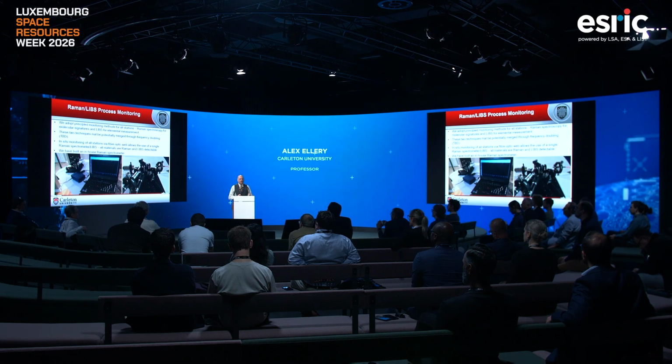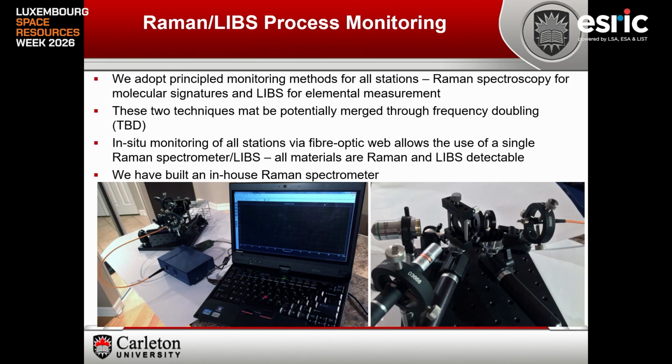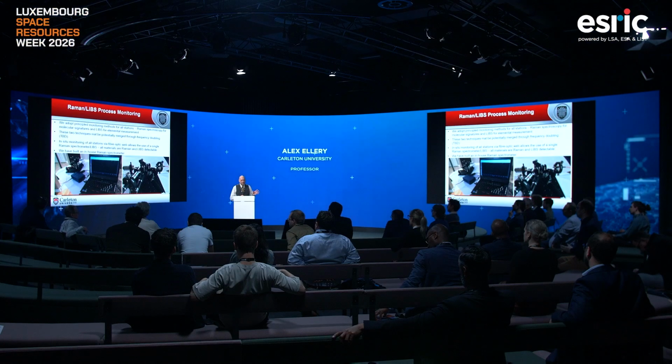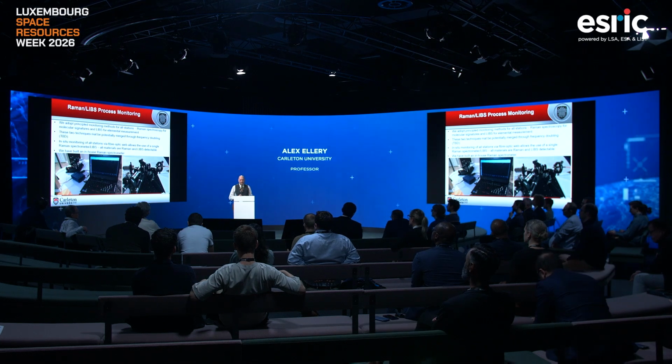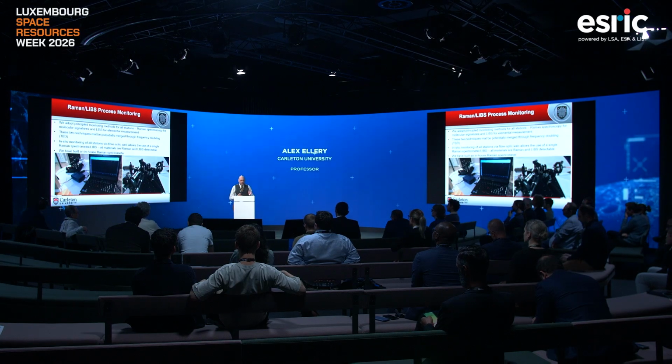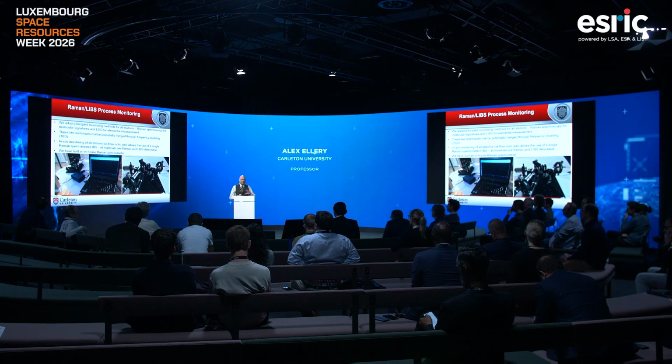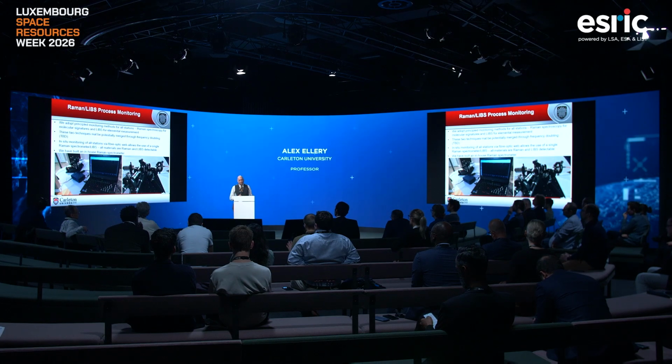One of the things we're still open about is how we interrogate the sample as we process it. We want to use the same sensory technique, the same instrument, to monitor the process as we pass through each individual station. The two techniques we focused on are Raman spectroscopy and LIBS. Well, we haven't done very much on LIBS. We have developed an in-house Raman spectrometer, as you see there, and we've been using this to analyze the sample at different points.